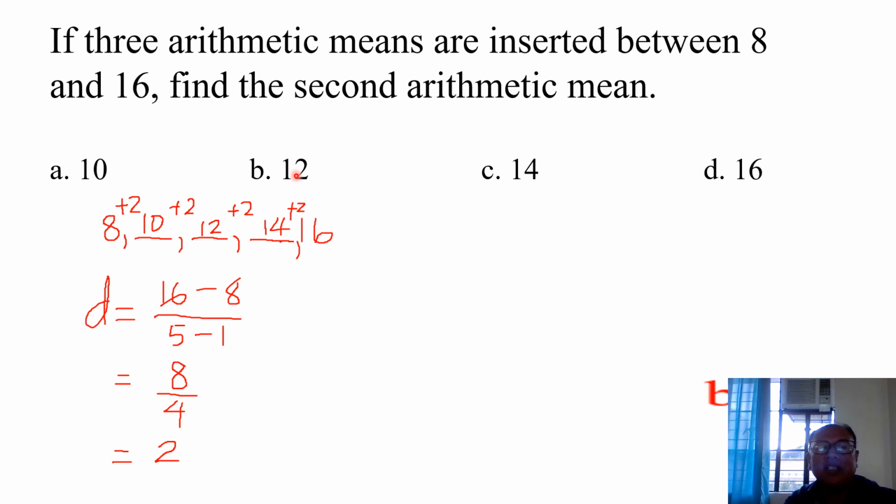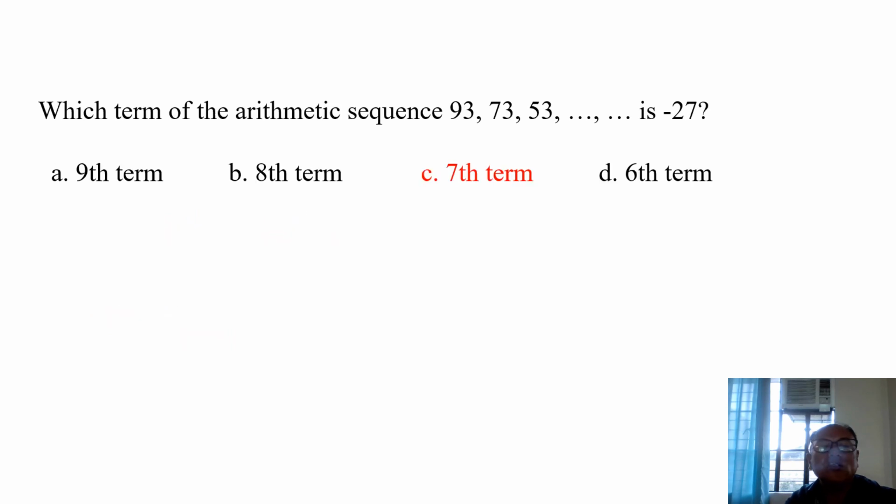Yes, letter D is the correct answer. So let's proceed to the next. The problem is this: which term of the arithmetic sequence 93, 73, 53, and so forth is negative 27? So we are required to find what term is negative 27.